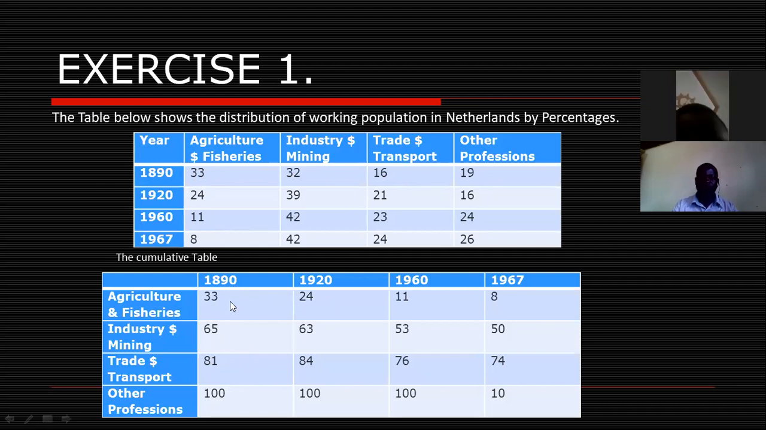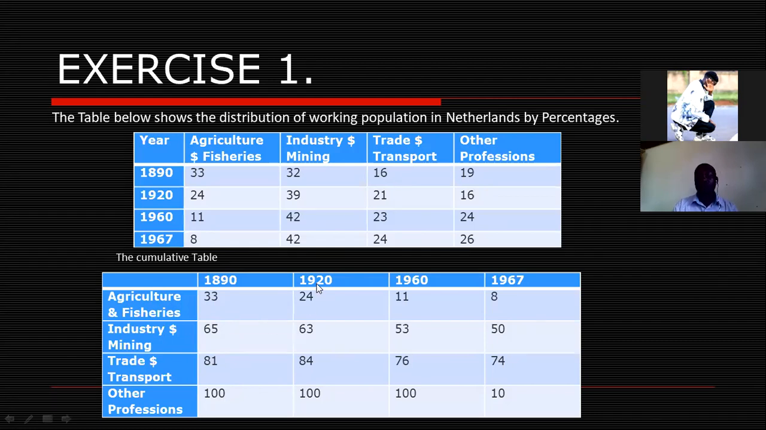Now what you are calling cumulative is this figure, 33. When you add it to 32, it gives us 65. So it has cumulated, it has added up. So 65, we add on 16 to get 81. 81, we add on 19 to get 100. It means that our graph we are going to draw is going to start from 0, but our first marking, our first plotting is going to be at 33. The next one, 65. The next one, 81. And the last one, 100.